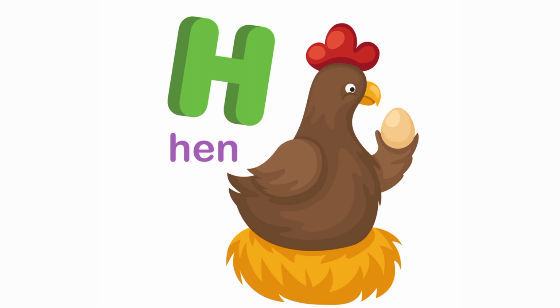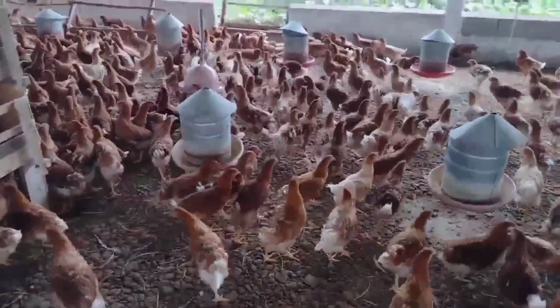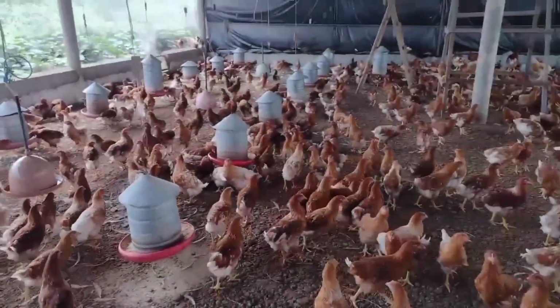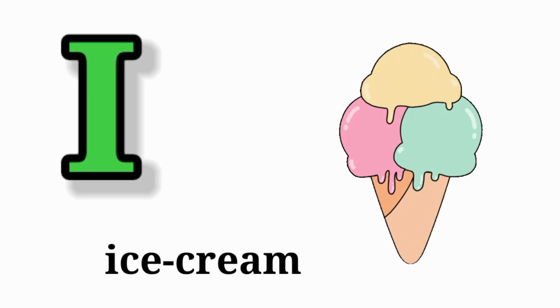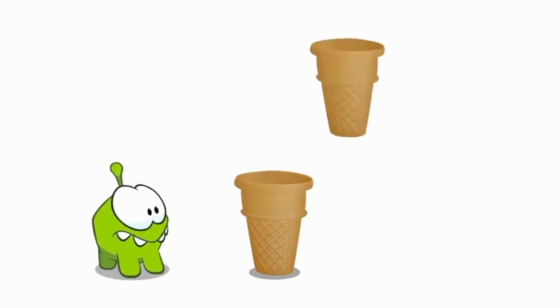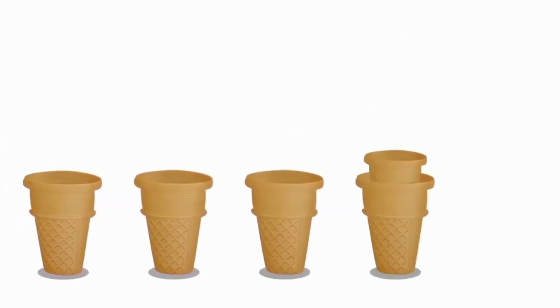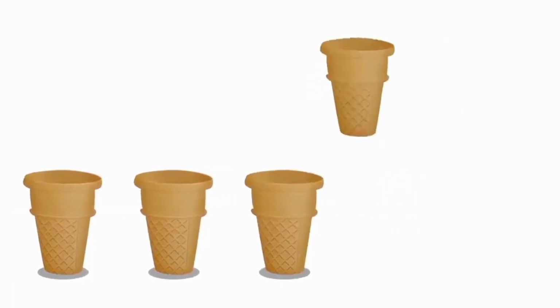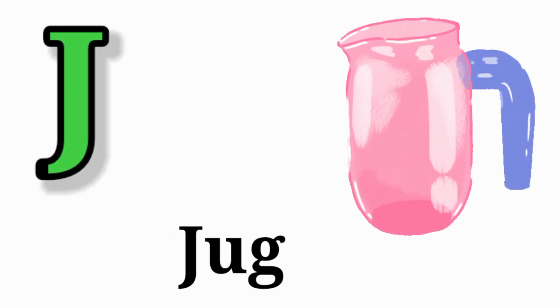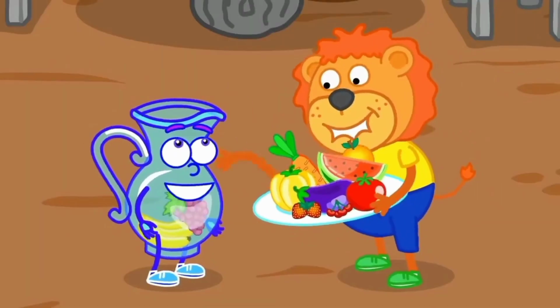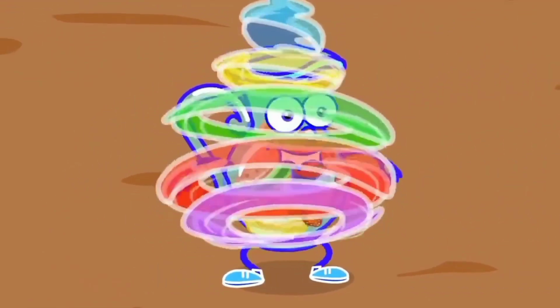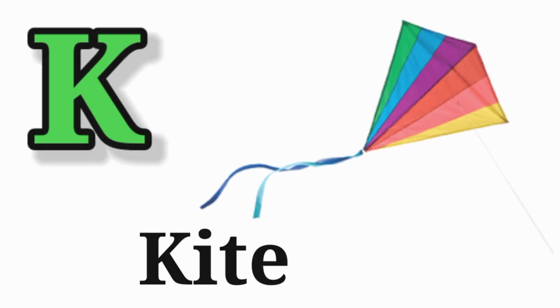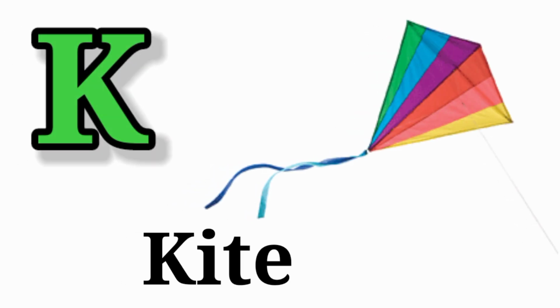H for hen. I for ice cream. J for jug. K for kite.